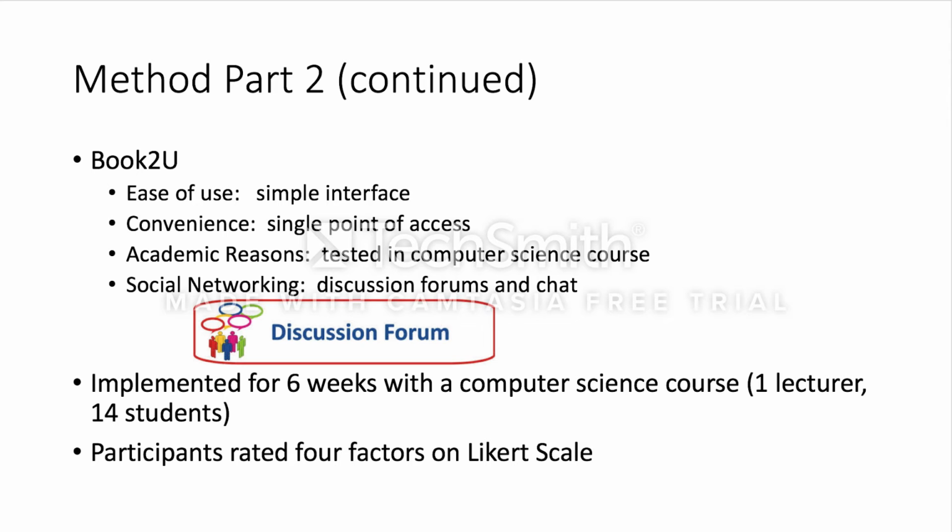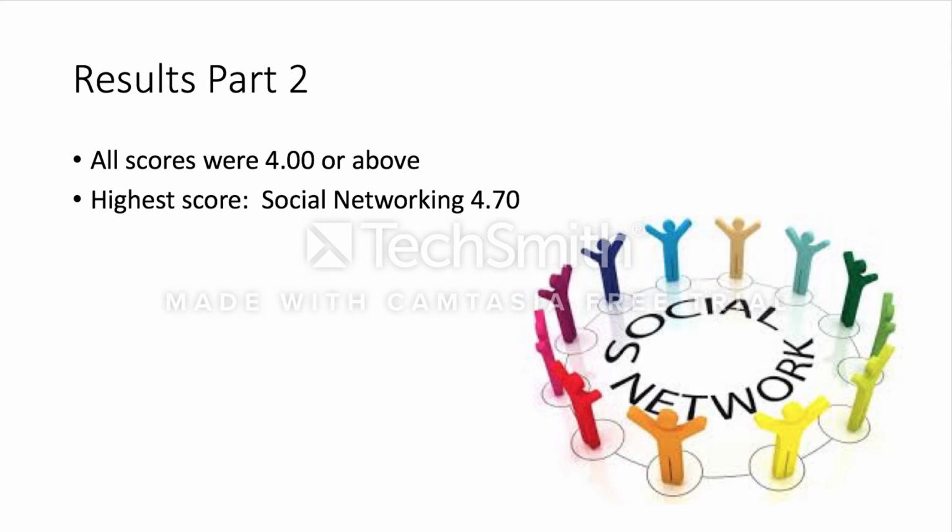The program was implemented for 6 weeks with a computer science course, which included 1 lecture and 14 students. After those 6 weeks, the 15 participants rated the 4 factors listed above on a Likert scale. All scores were 4.0 or above out of 5, and the highest score was the one for social networking, which was a 4.70, which showed that respondents were fairly happy with the social networking aspects of Book2U.